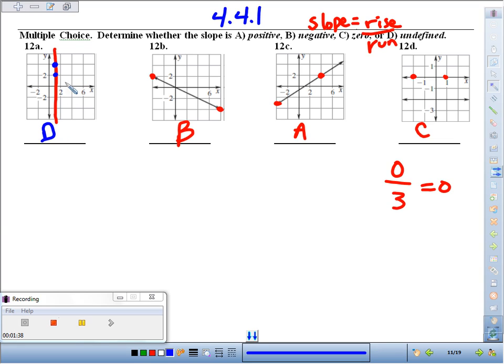Now, from a mathematical standpoint, you could look at this and say, well, what's the rise? Well, are you going up? Are you going down? It kind of depends on your perspective. But let's just say I went up 2, okay? But your run, you don't move left or right, so your run is 0. Well, if you try to chop 2 fingers into 0 pieces, you can't do it. This is undefined.